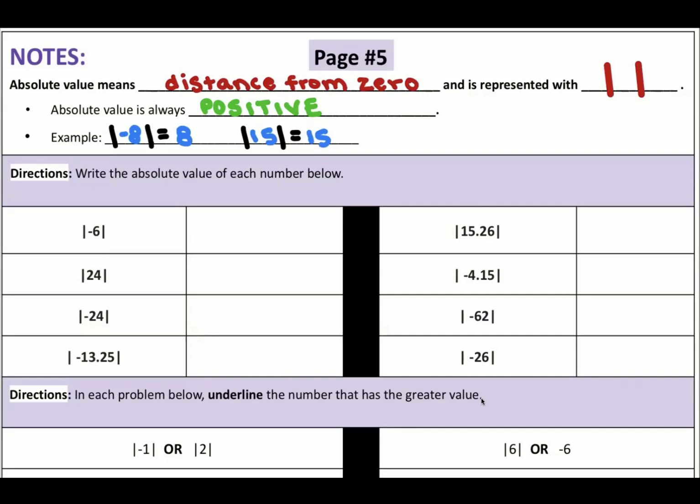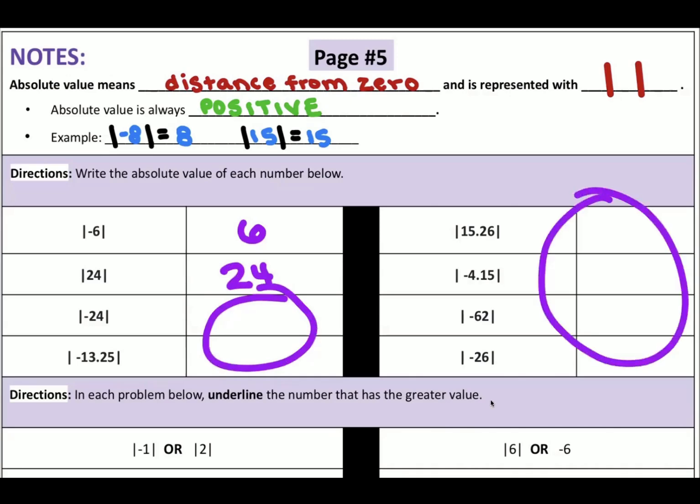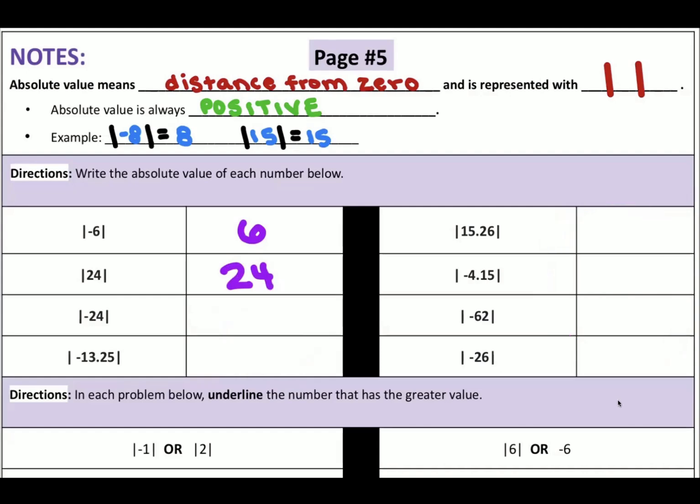So if we look at these examples down here, the absolute value of -6 is 6. The absolute value of 24 is 24. Anytime I see these lines, it makes a number positive because it just means distance from 0. Go ahead and complete the rest of these on your own, then come back to the video. I won't go over all of these, but the absolute value of -24 is still positive 24. The absolute value of -13 and 25 hundredths is 13 and 25 hundredths. All of your answers should be positive.